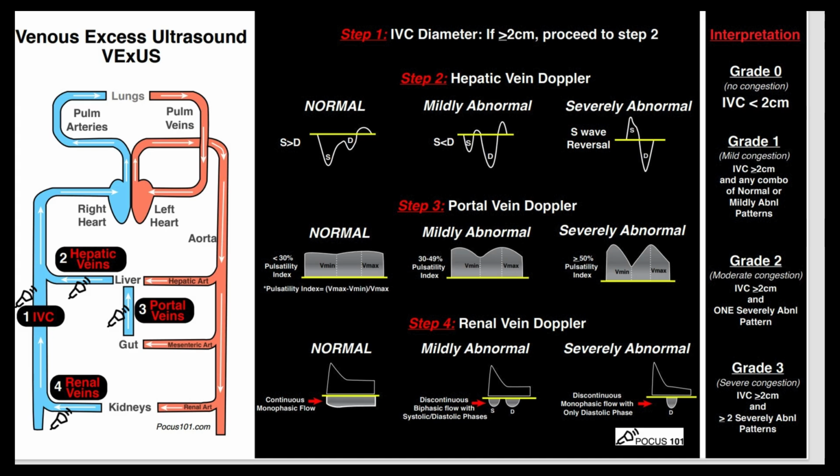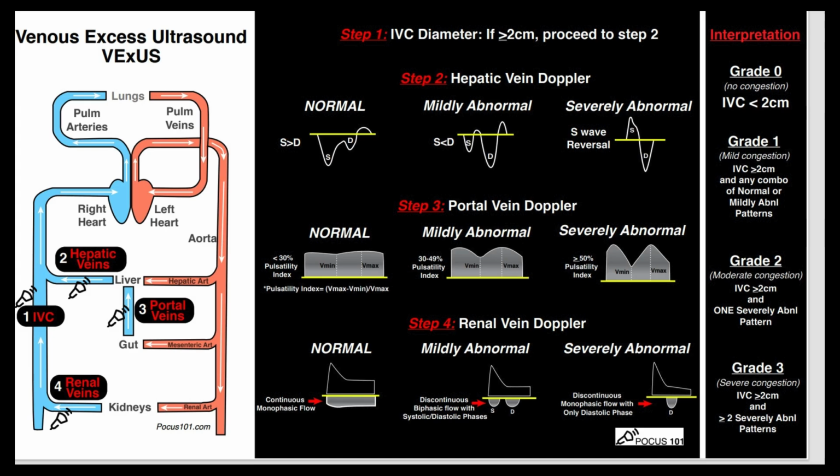If you put your probe on the liver, remember the mnemonic BART, I don't know if you know it: blue away, red towards. It's flowing away from your probe, so it's blue. You put a Doppler on it and you get this signal, a wave like that. That's normal, then it's mildly abnormal, and this is severely abnormal. So it's quite easy to distinguish where the patient is.